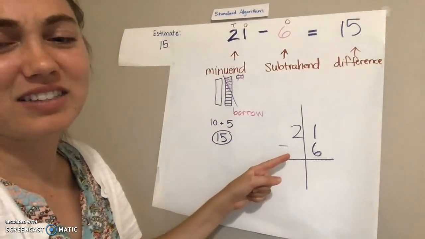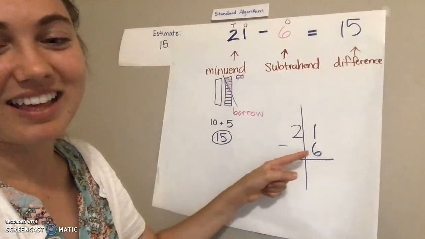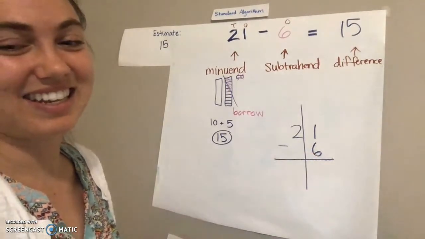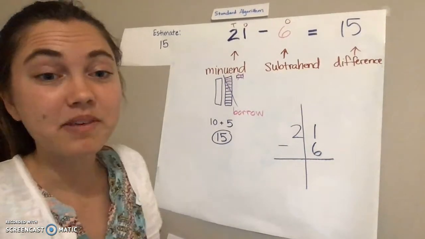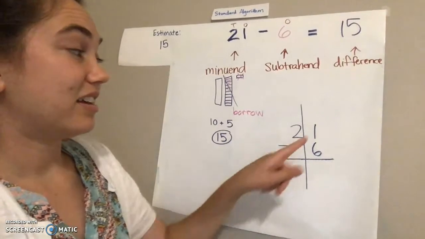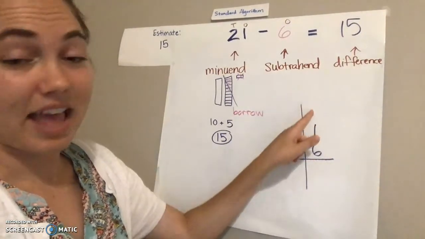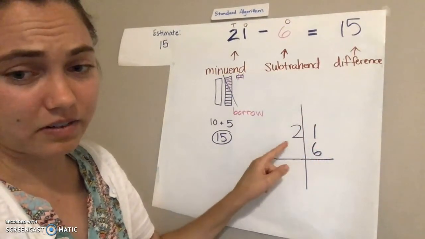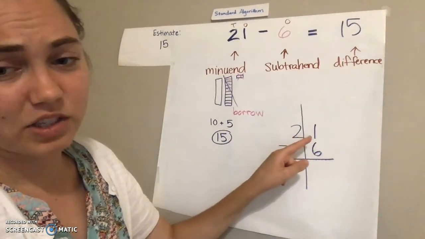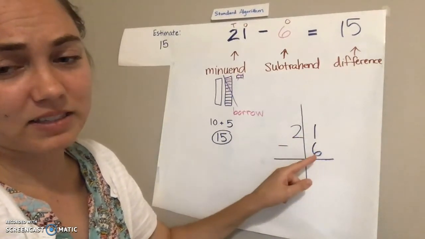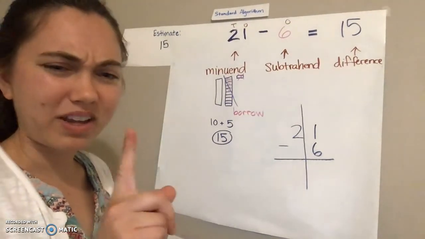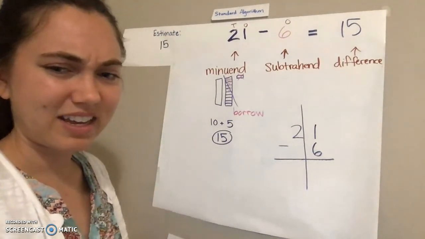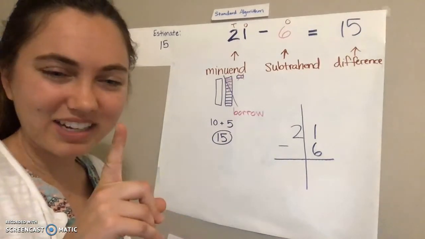Did I have any 10s? No, so that space is blank. But I did have 6 ones. So when we use the standard algorithm, we go within that column to find our answer. So we are subtracting, so we will say 1 minus 6. Whoa, hold on a second. 1, take away 6. But I only have 1. How can I take 6 away?